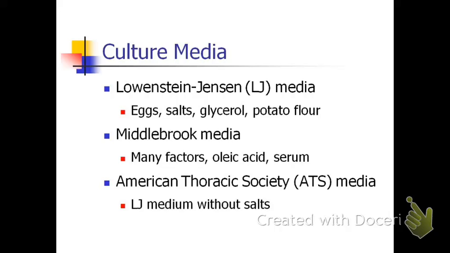Okay, so going back to our discussion, we are now discussing the different types of culture media for the cultivation of Mycobacterium tuberculosis. Some of the popular culture media for Mycobacterium tuberculosis would include the LJ medium, also known as the Lowenstein-Jansen medium, consisting of eggs, salt, glycerol, potato, flour. So this one is considered as an egg-based medium. One of the most important components of the LJ medium is the presence of the malachite green.